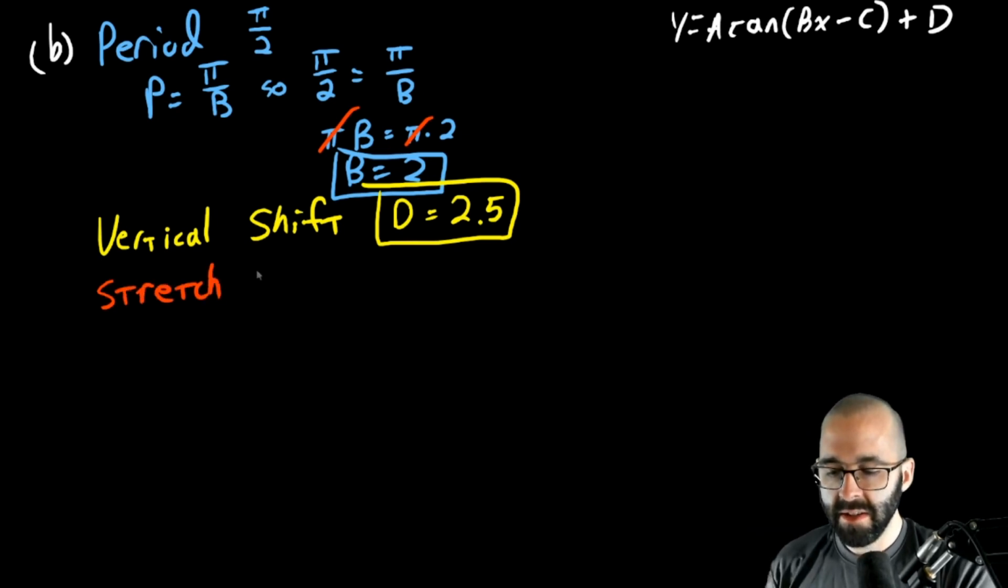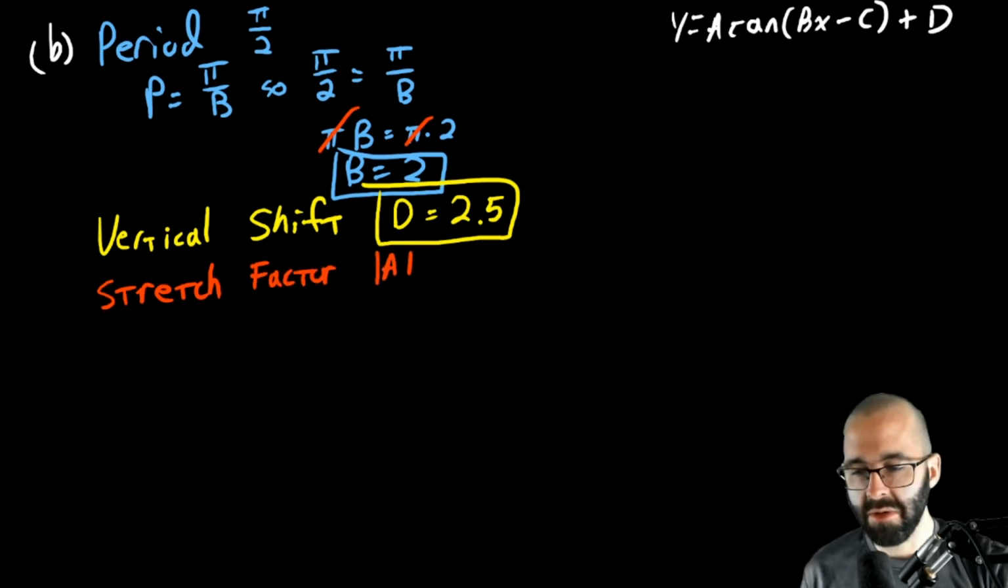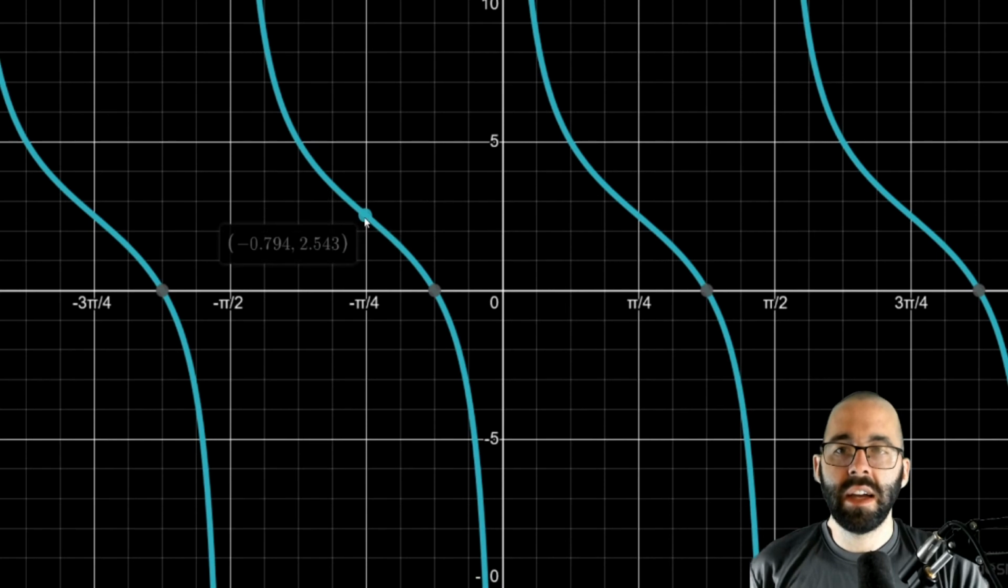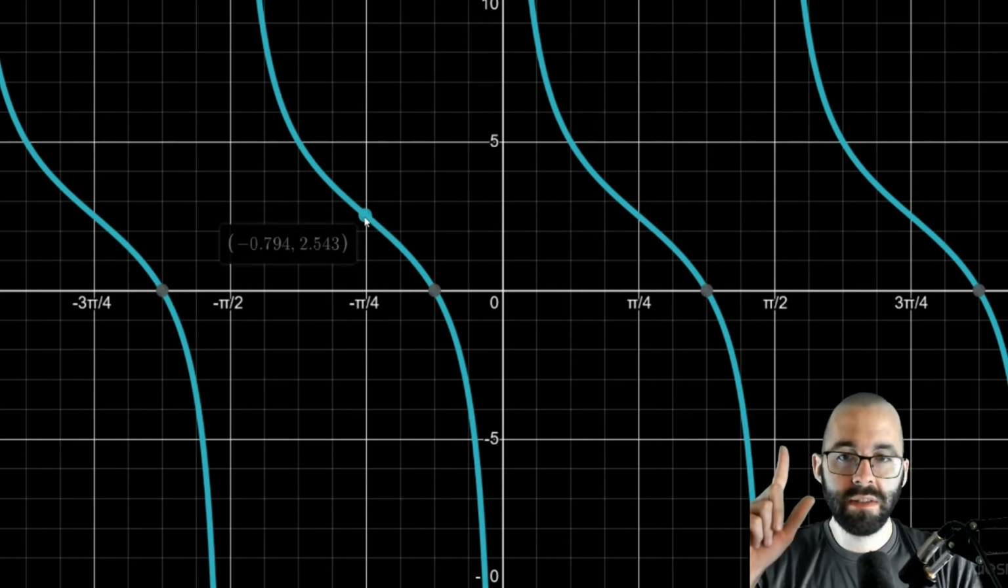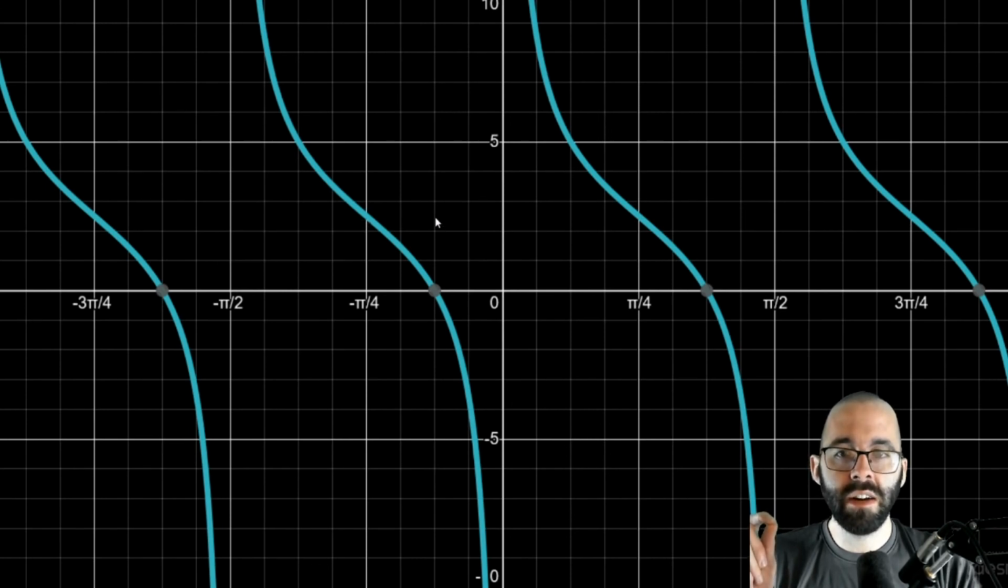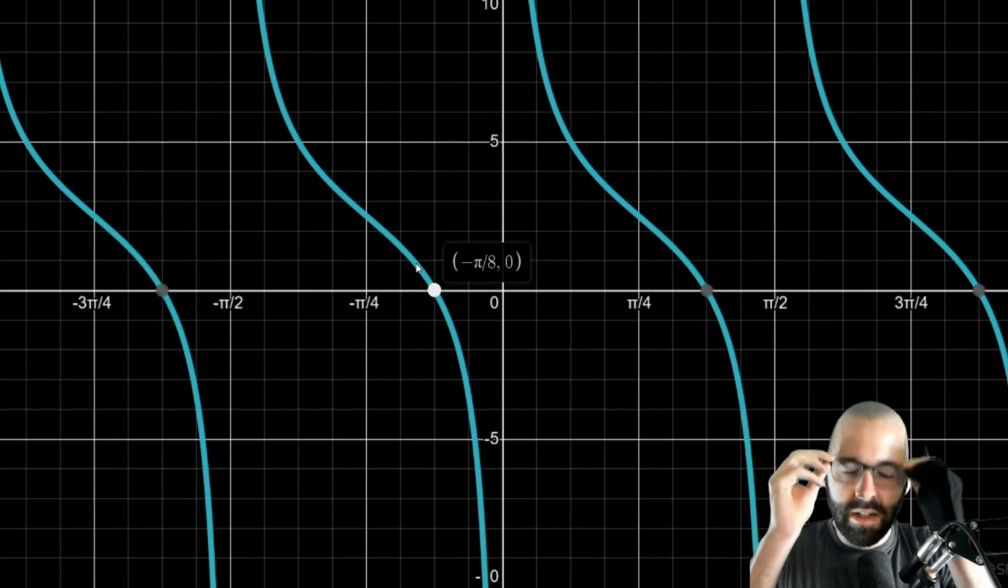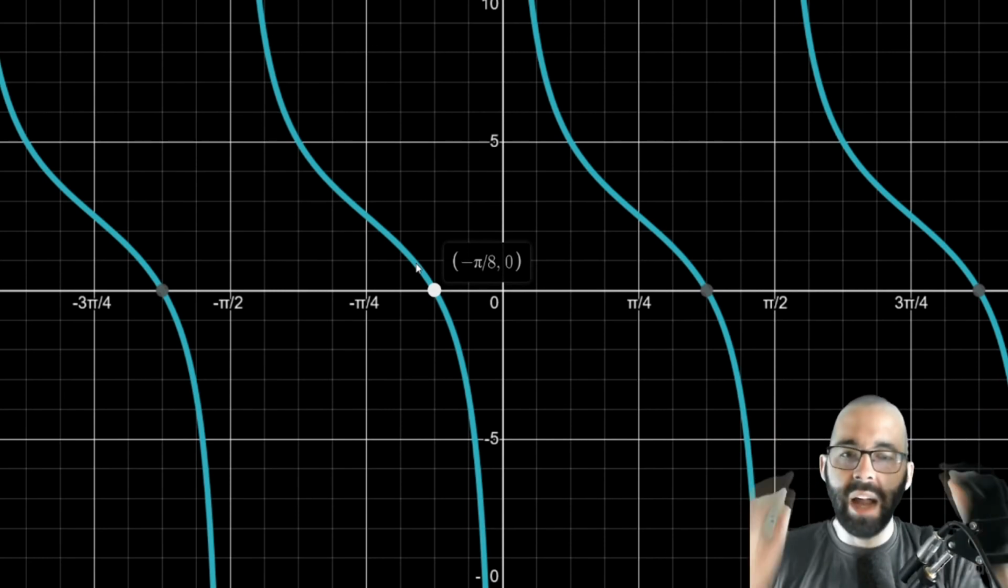So let's look at the stretching factor. And again, stretching factor is the absolute value of A. And that has to do with a couple things. It says, if we start at this middle and go halfway to our asymptote, so halfway is going to be an x-coordinate here. Normally, we would go up 1. Well, what are we actually doing? First off, we're going down. We're going down to 0. We started at y equals 2.5, and we're going down to 0. So instead of going up 1, we went down 2.5.